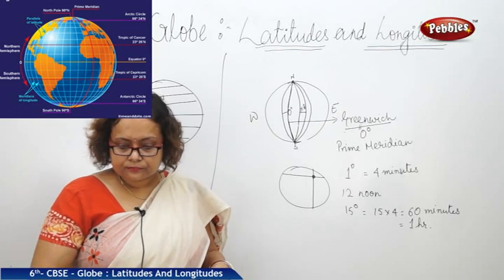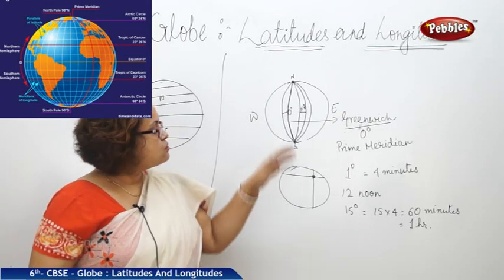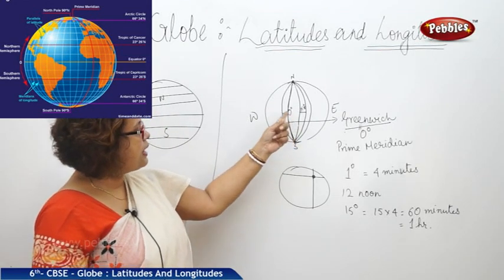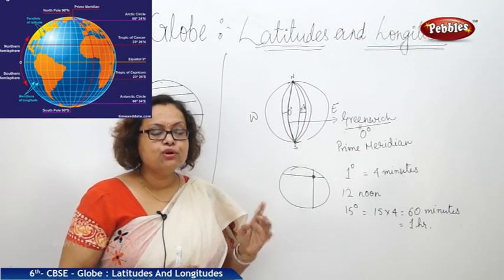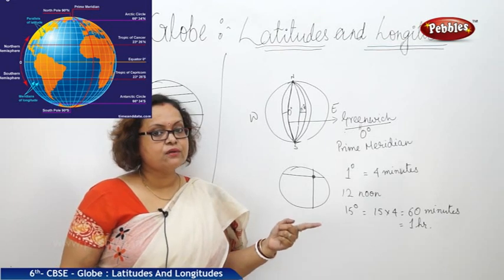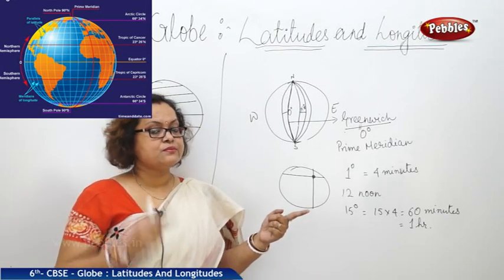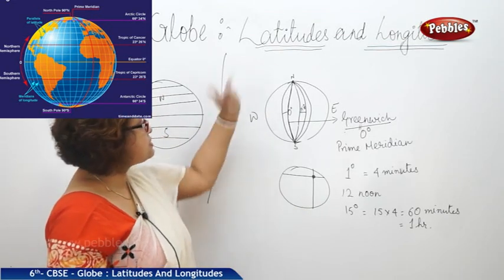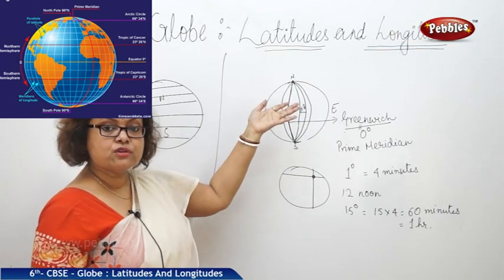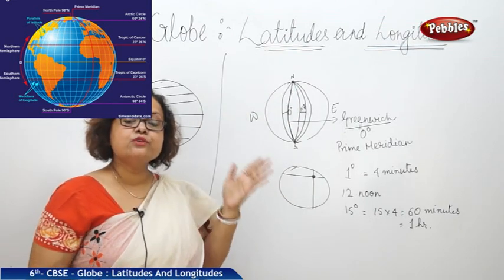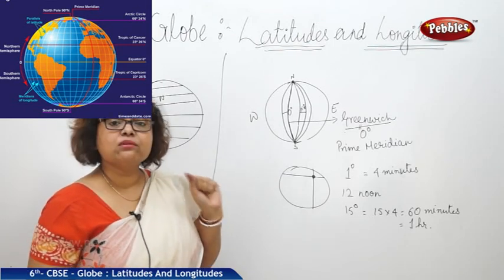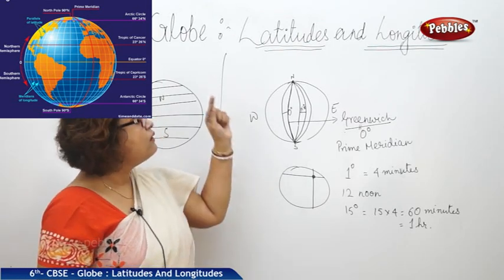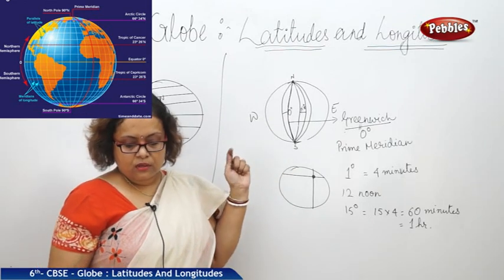Next, if I say I am sitting at 0 degrees and my time is 12 noon, what will it be on the opposite side of the earth? At 180 degrees, the back side, the opposite side of 0 degrees, definitely it will be 12 midnight. So we can easily find out the time based on longitudes.